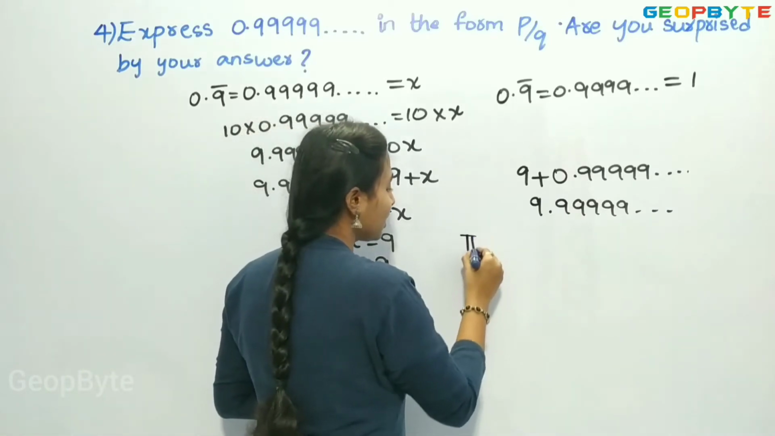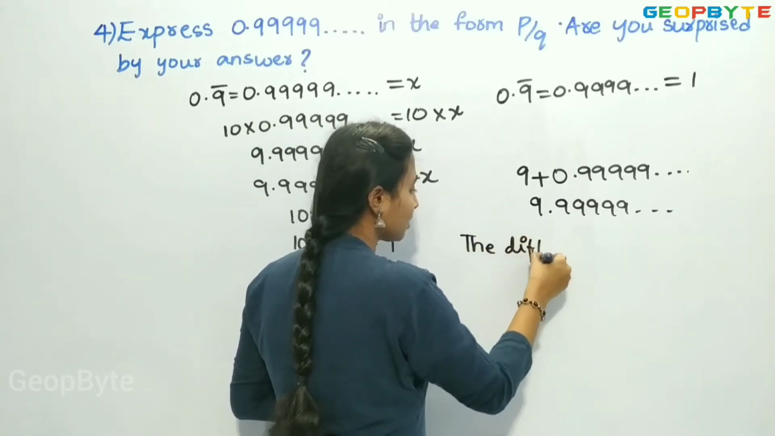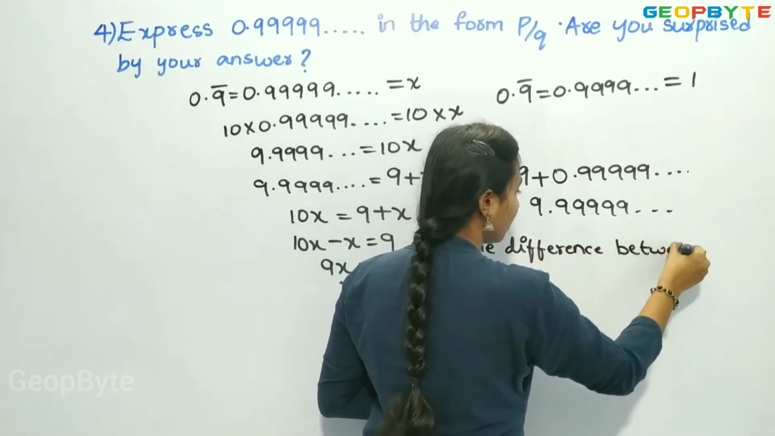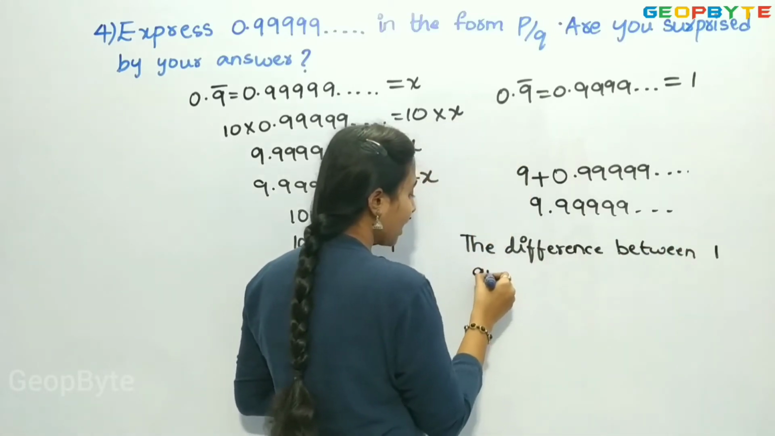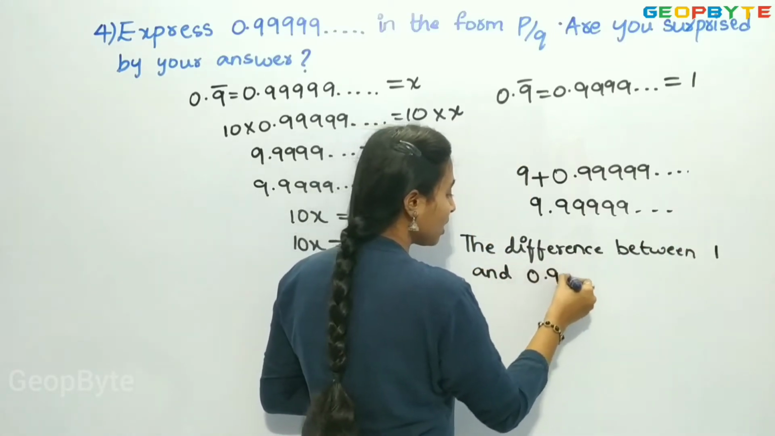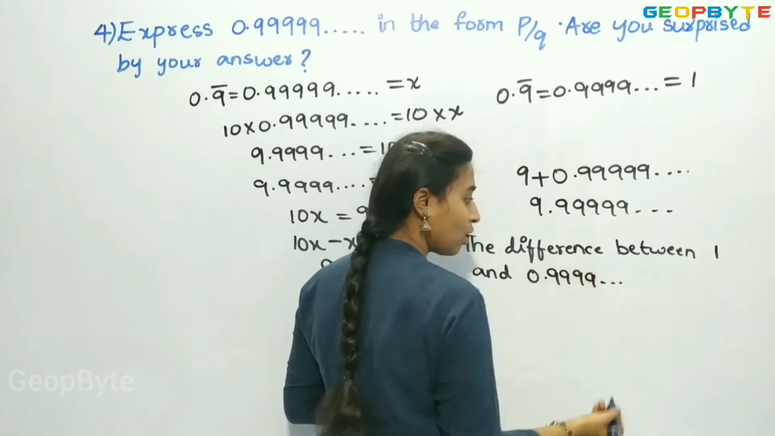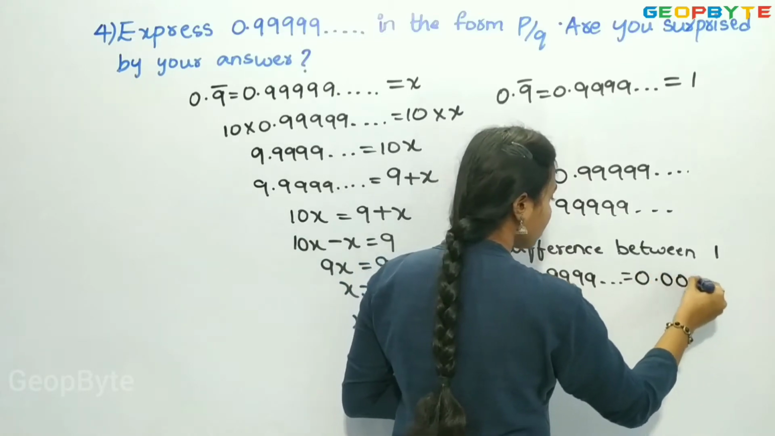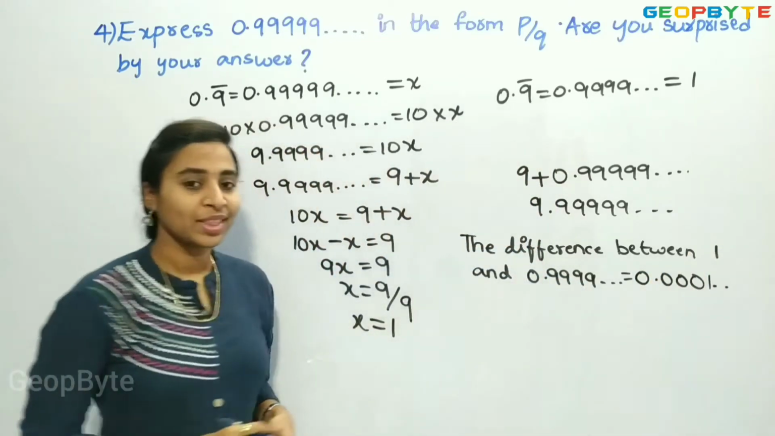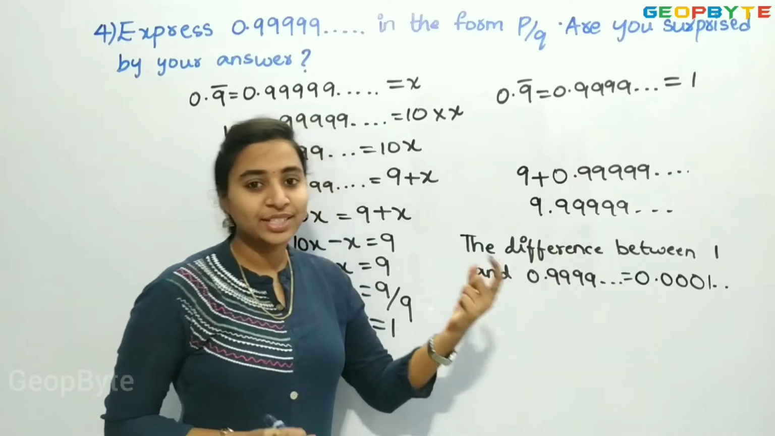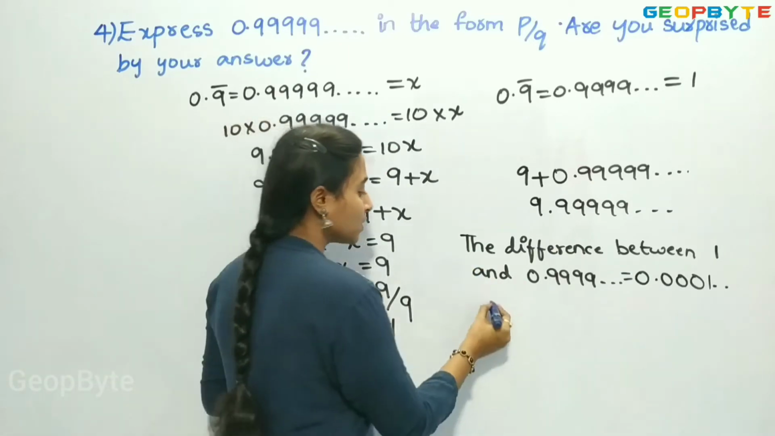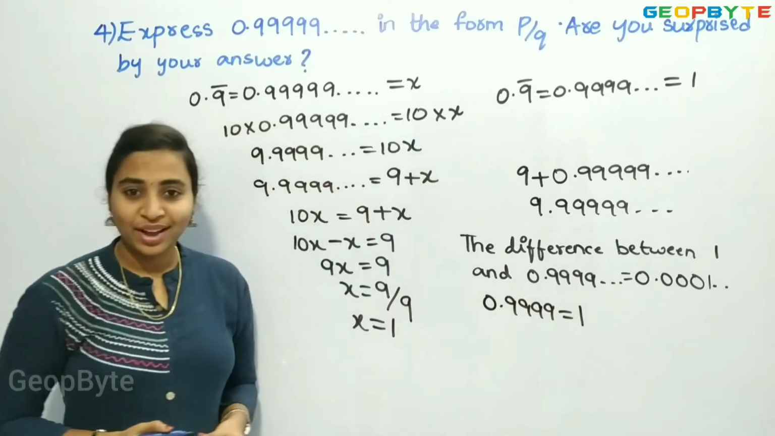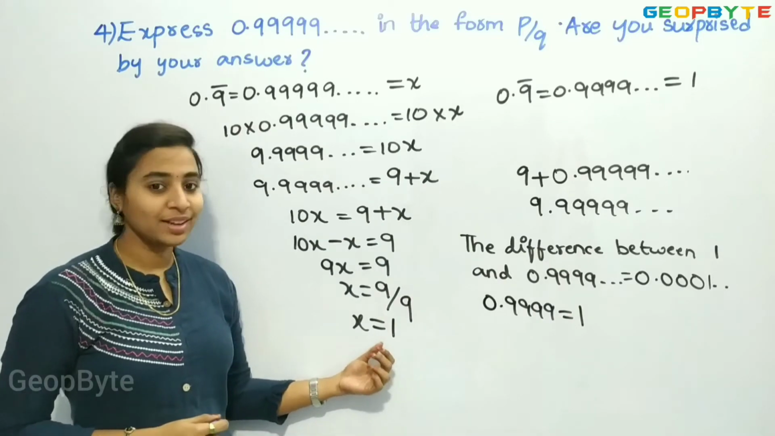That is nothing but, the difference between 1 and 0.9999 and so on will be 0.0001 and so on. So, this is a negligible difference. So, 0.9999 is called as 1. That is why we got the answer 1.